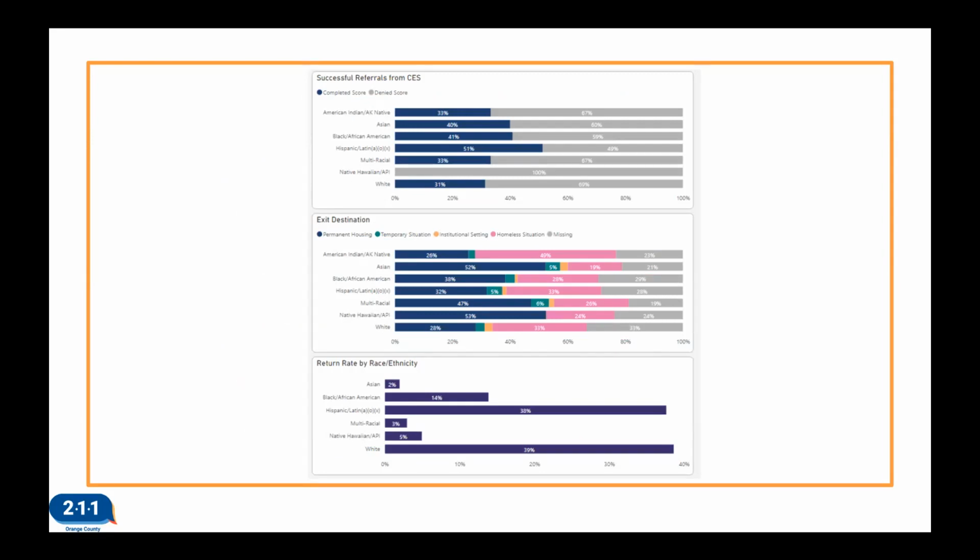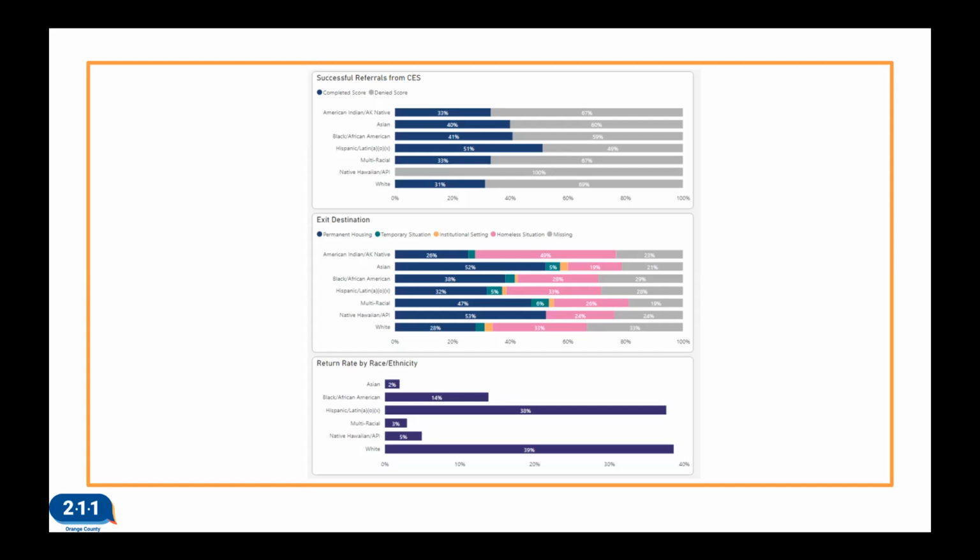For exit destination, the missing data average is 25%, which impedes our data analysis of the exit destination data set. Missing data could be due to loss of communication between the clients and service providers. The average for exits to homeless situation is 30%. American Indian, Alaskan Native, Hispanic, Latino, and Whites are exiting to homeless situation at a higher rate than average. The average for PH exit is 39%. Asian, multiracial, and Native Hawaiian, Asian Pacific Islander are exiting to PH at a higher rate than average.